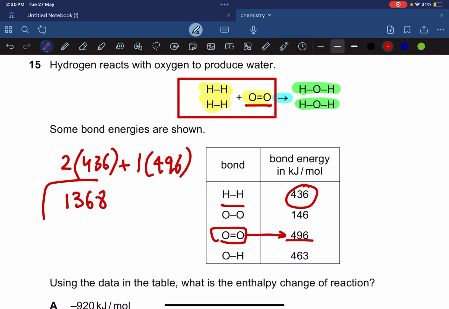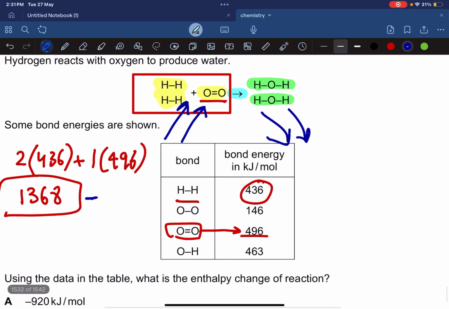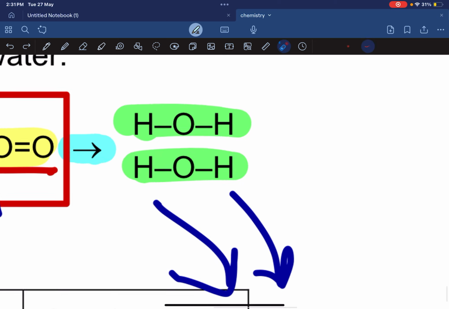1368 is going to be the total energy that's going in. Now I have to calculate the energy that's coming out, and I have to subtract that energy. Now for the energy coming out, I have one OH bond over here. You need to clearly see this because it's very important. Over here you have one OH bond, and one OH bond over here.